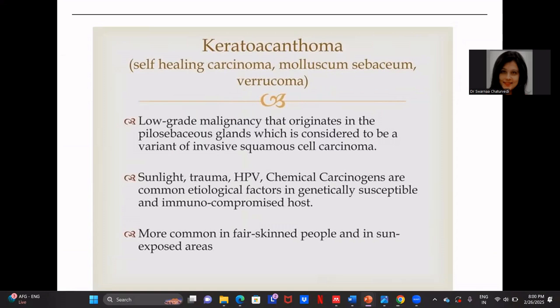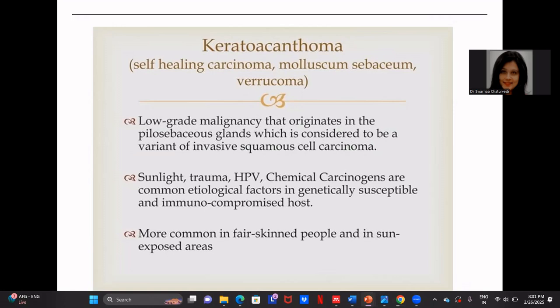Acanthosis happens in this lesion along with keratosis. So what is acanthosis? Acanthosis is the thickening of the spinous layer of the epithelium, and keratinization happens, which could be ortho or parakeratinization. Now, it's a low-grade malignancy, as discussed earlier, with its origin in the pilosebaceous gland, and it is considered to be a variant of invasive SCC.